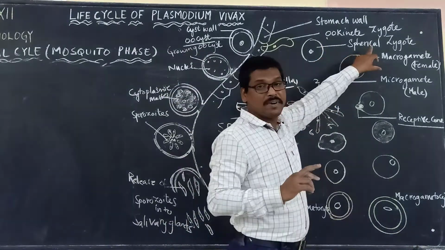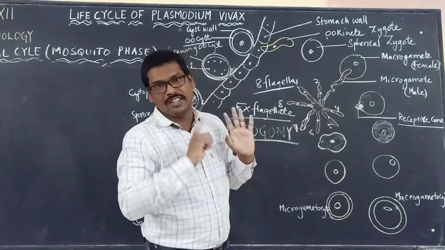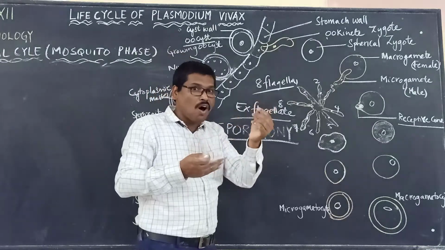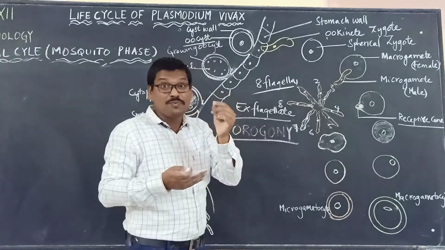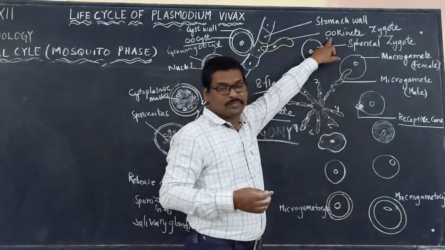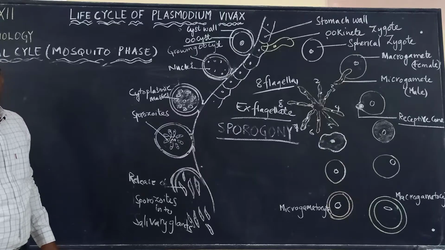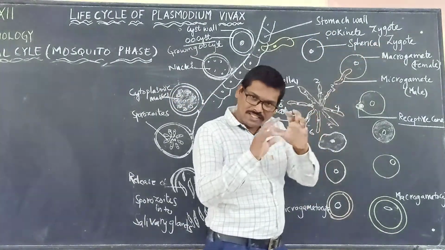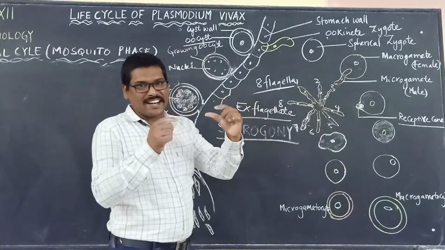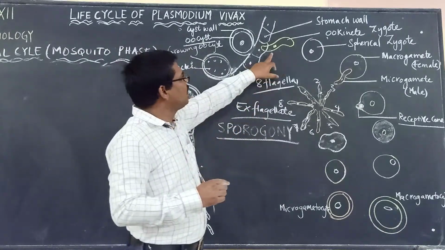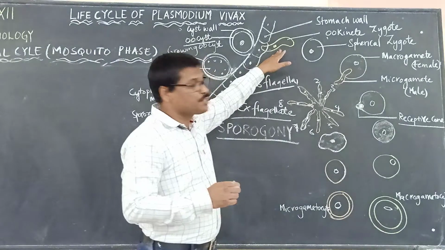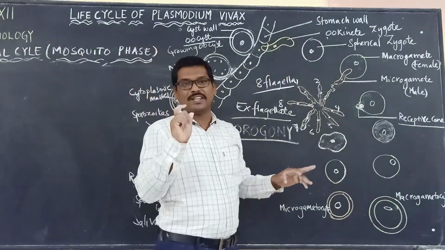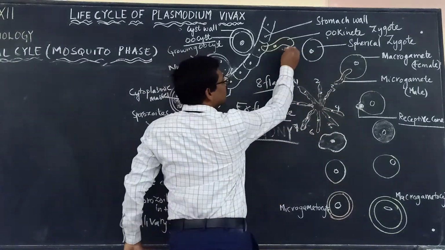They fused and formed a zygote, which is spherical, round in shape. This zygote slowly transforms into a long, slender, motile, vermiform structure called the ookinete. Otherwise we call it the ookinete zygote, because the zygote itself becomes a long, slender, motile, vermiform structure called the ookinete. For this transformation, it takes about 18 hours to 24 hours.